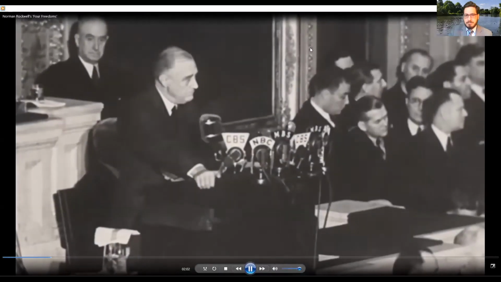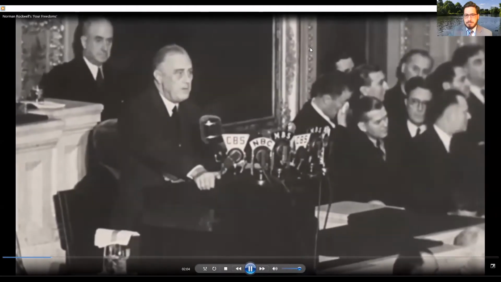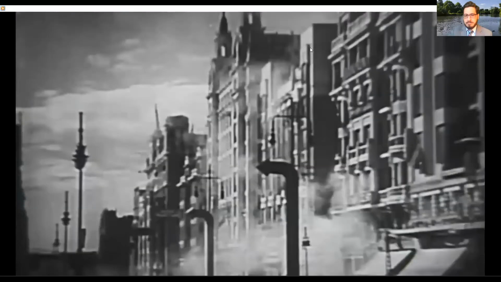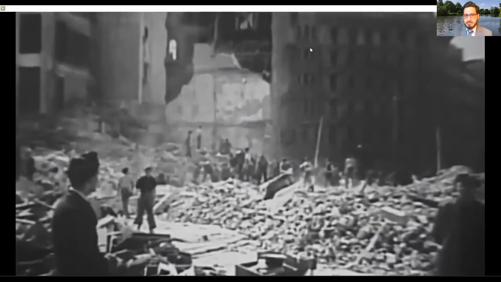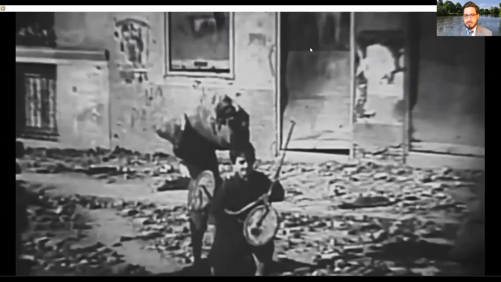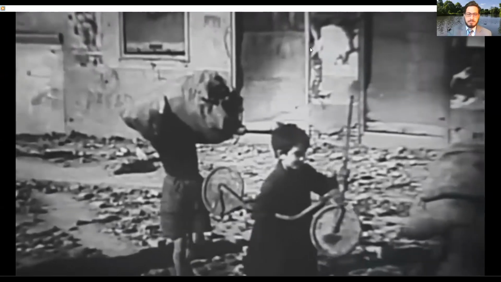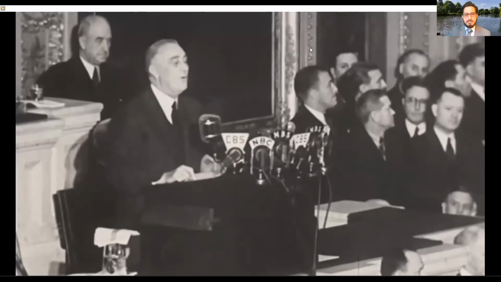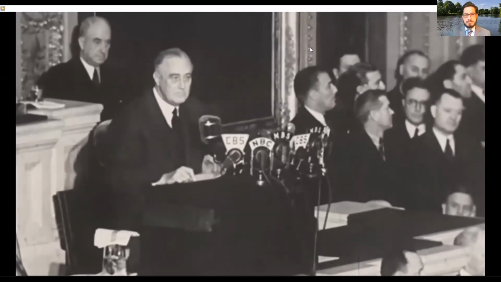The fourth is freedom from fear, which translated into world terms means a worldwide reduction of armament to such a point and in such a thorough fashion that no nation will be in a position to commit an act of physical aggression against any neighbor anywhere in the world.